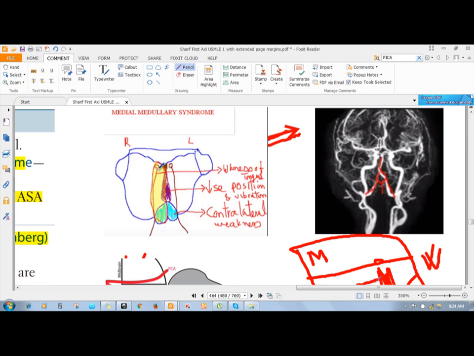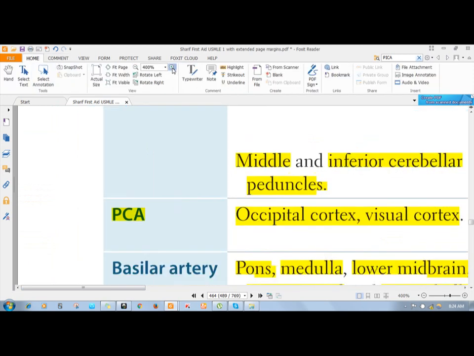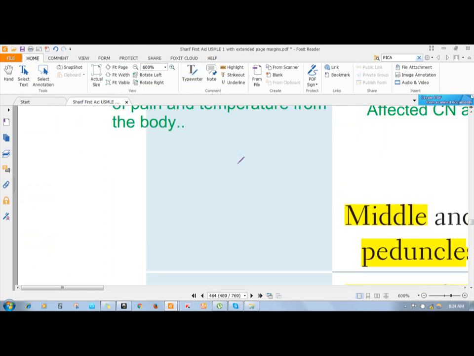anterior spinal artery. And you can see here I have another image. This is an MRI of the brain, and in this MRI you can see this region in a better way.